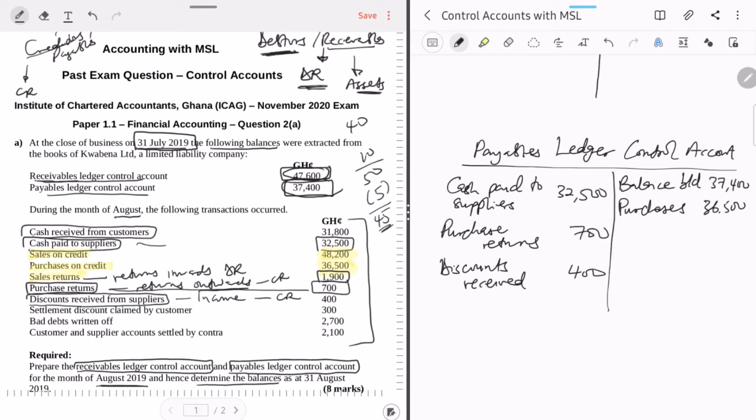Okay. The next one is what? Settlement discount claimed by a customer. This is known as what? A discount allowed. This is when you are the one giving a discount as a business.